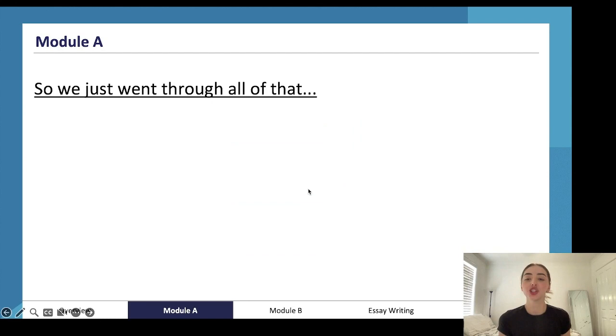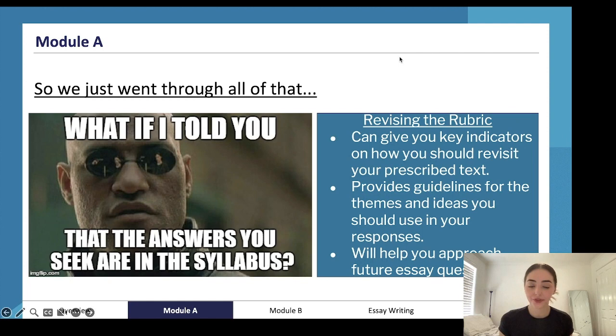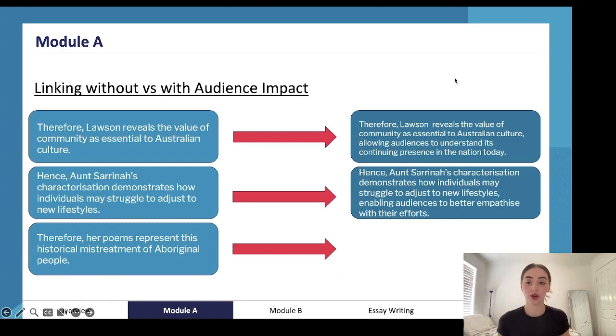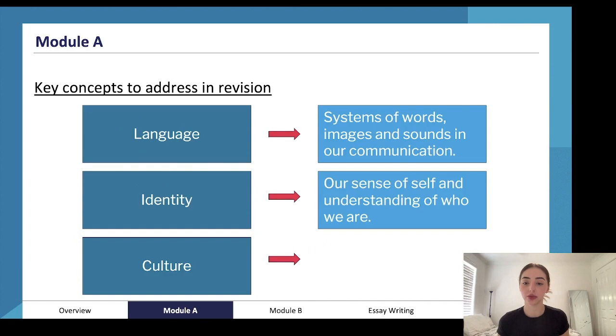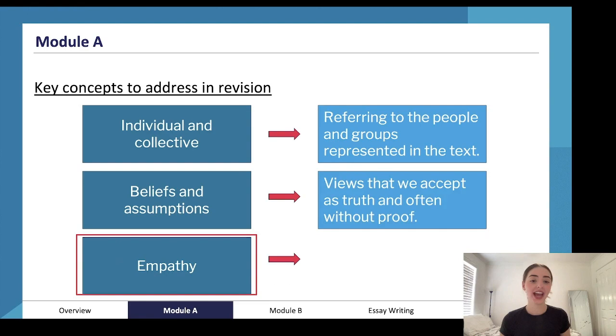So, yeah, we just went through all of that. And what if I told you that the answers you seek are in the syllabus? The rubric, if you can't tell, is where you should be basing a lot of your study, okay? Because all of this, maybe you didn't realize, but I literally just went through these key ideas in this syllabus, okay? We have revised the syllabus together. And you can see that that's literally everything you need to do for Module A because it's the syllabus. You wouldn't believe it. So what am I trying to say?